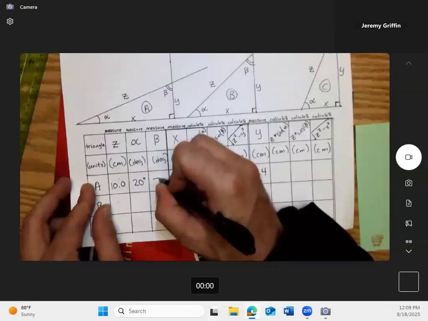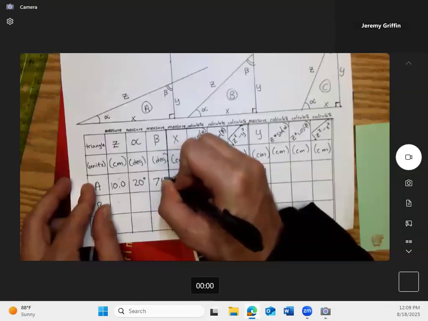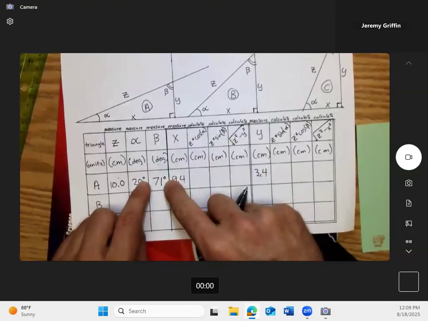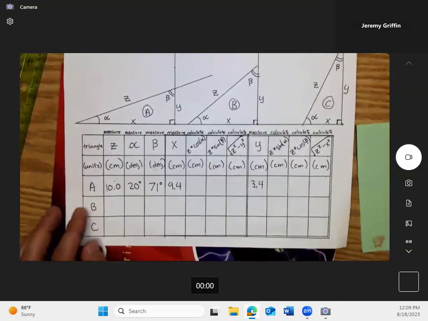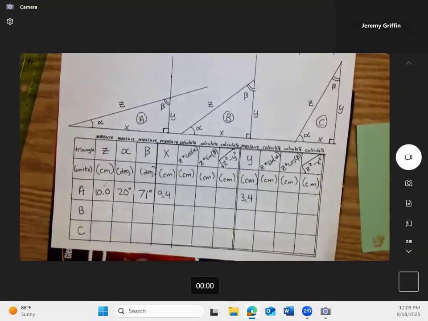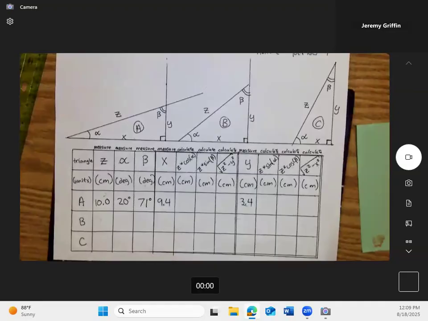71 degrees. Okay. So go back over here under beta and put 71 degrees. I always do this. I sort of double mark the unit, but it makes the angle stand out anyway, I guess, right? 71 degrees. Okay. How you guys doing? You guys doing all right?